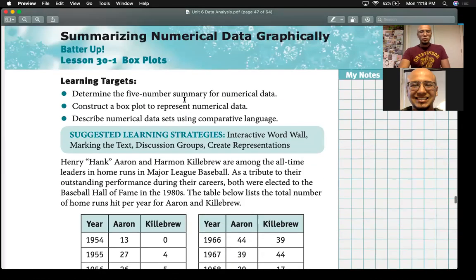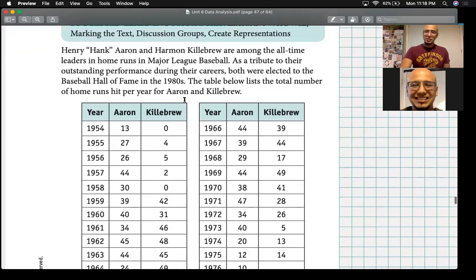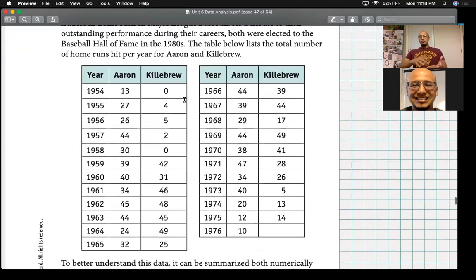Again, today we're going to be going over box plots, kind of jumping off of what we just learned about interquartile range. As we learn about box plots, we're going to be using this example, which is a table giving us the number of home runs per year made by each one of these two players. So this is really just one table. It's just a really long table, so they split it into two columns.